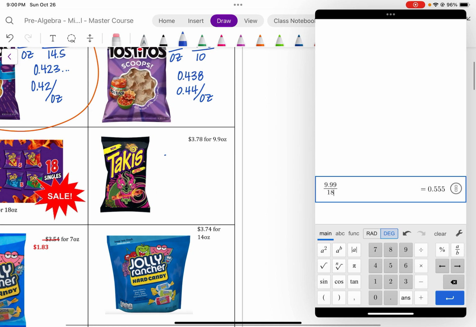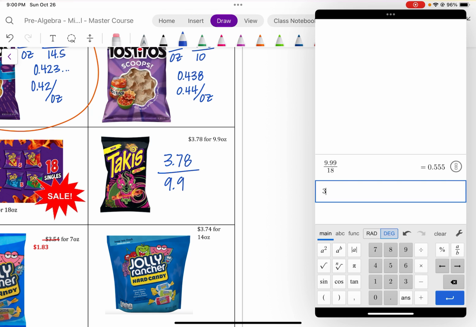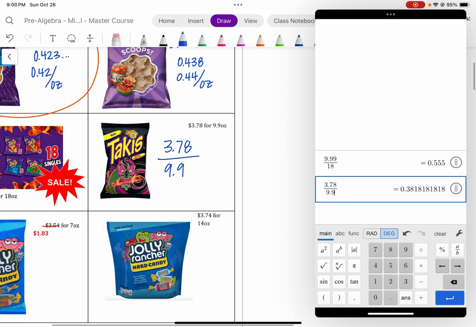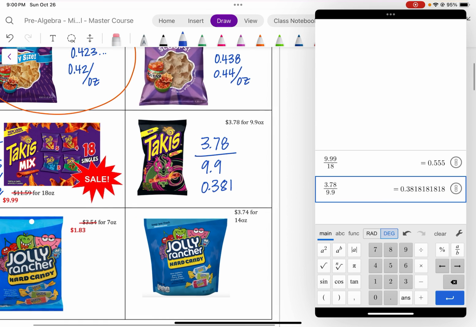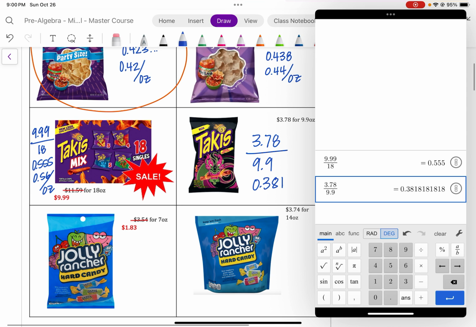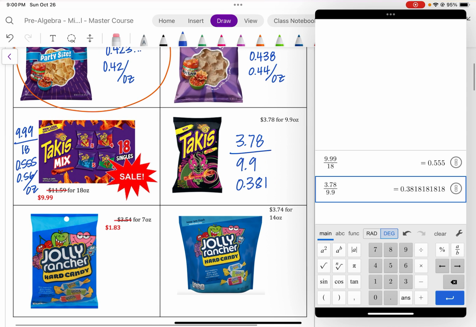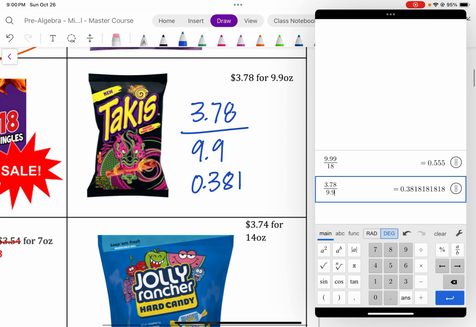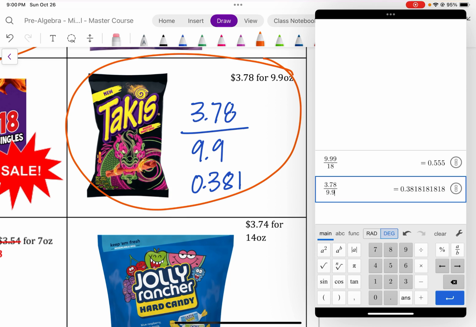And this bag, $3.78 over 9.9. $3.78 divided by 9.9 is 0.381. So the better buy by quite a bit is this bag because it costs less per ounce. I forgot to put per ounce there.